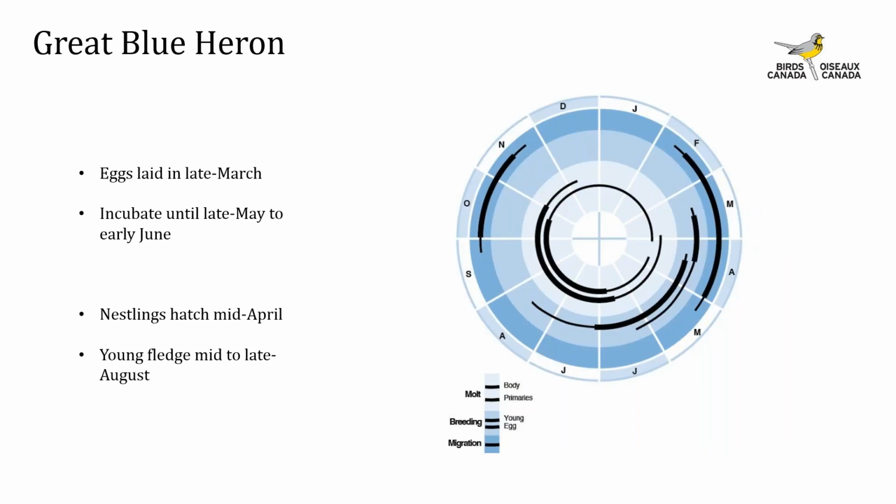So the heron begins laying eggs at the end of March and continues to incubate into late May to early June. The first nestlings will hatch mid-April, and all young will have fledged by mid to late August.